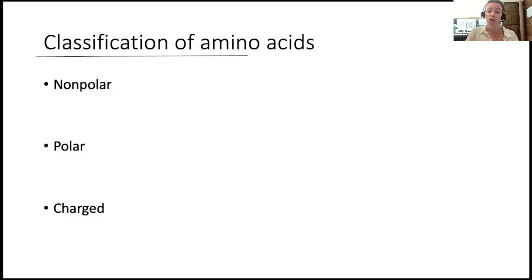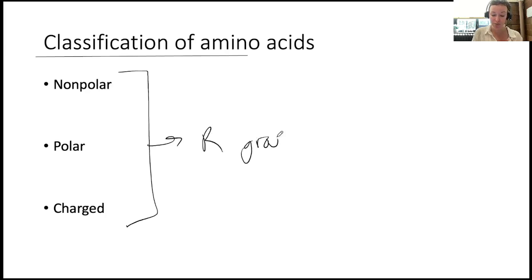Okay, folks, let's talk about the classification of various amino acids. The classification of amino acids is dependent on the R group. So there's nonpolar, polar, or charged R groups. The backbone is always going to be the same, right? The N, the alpha carbon, the C terminus. That R group is what distinguishes the amino acids, and we classify them based on the R group.